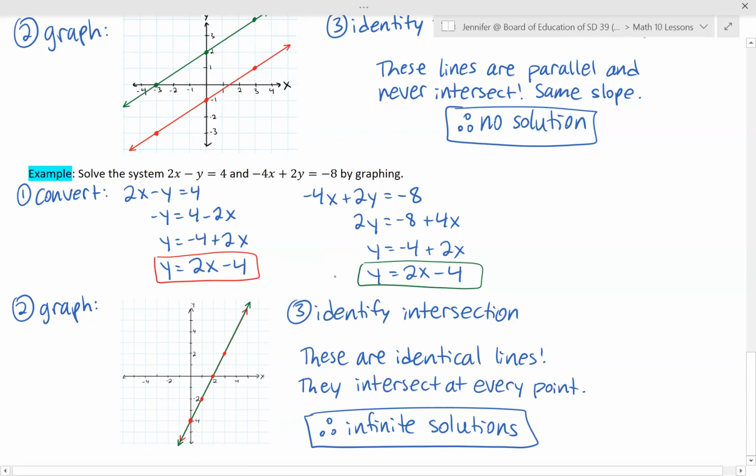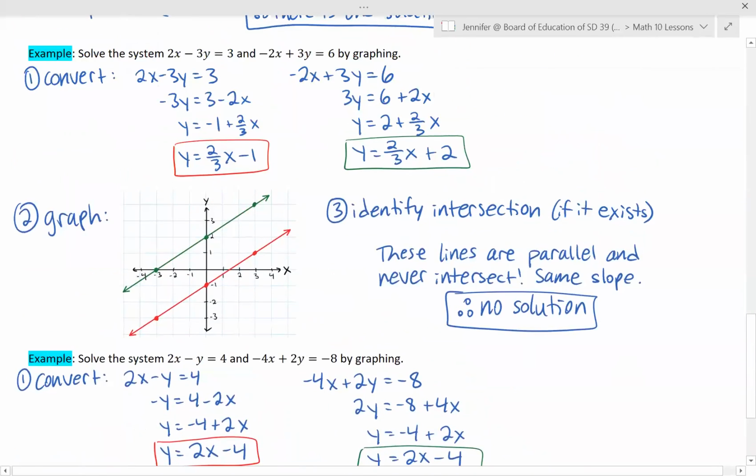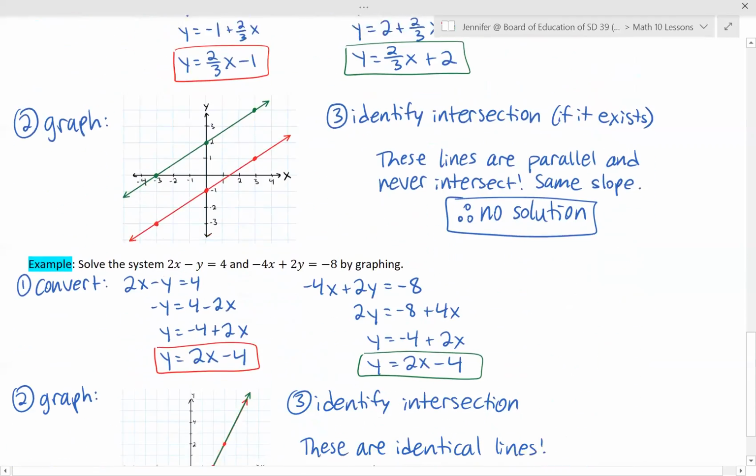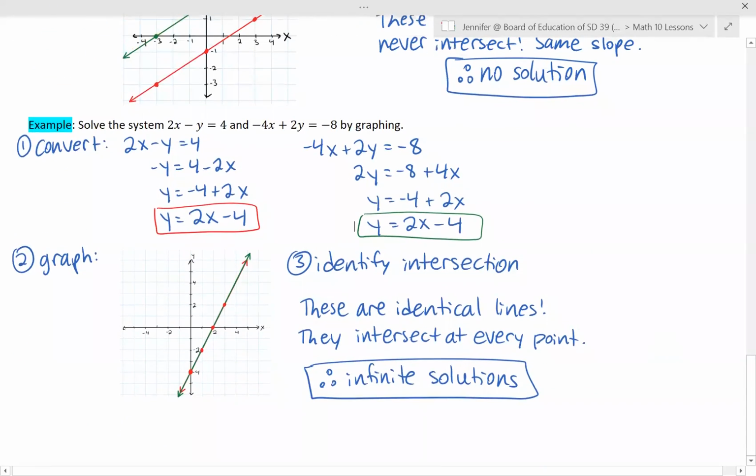So in terms of solving real world problems, if you were trying to solve a problem and you got no solution or infinite solutions, that's not very helpful because you don't have an actual concrete answer to go off of. So that's why most of the real world problems that we would look at would have one solution, just like our phone one did, because there would be a situation where they do cross each other. So this is how you solve systems of linear equations with graphing.